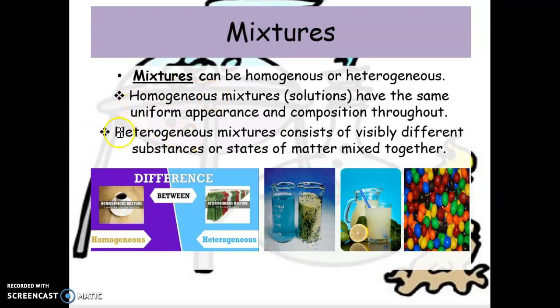Your heterogeneous mixtures, on the other hand, look different. So if you look at your bag of pick and mix, you have all the different stuff going in through that. Even something like clothes on a rack, it looks different all the way along there. So that's classified as a heterogeneous mixture. So if it looks different as you go through it, it's heterogeneous. If it looks the same all the way through it, it's homogeneous. Okay.